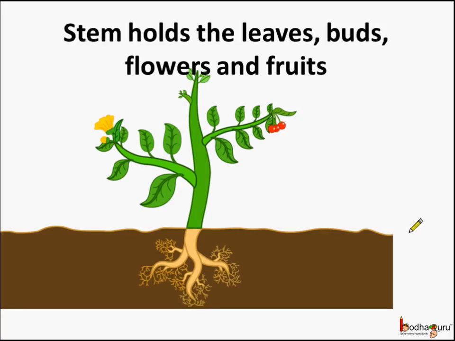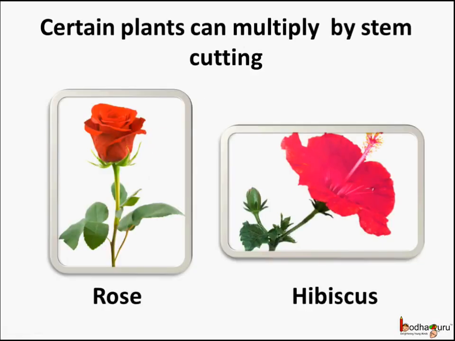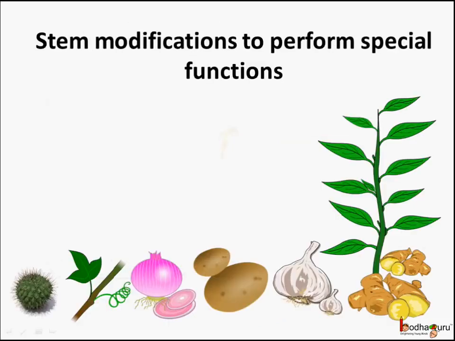We saw the major functions of stem, which are the stem holds the leaves, buds, flowers and the fruits. We also saw the stem acts as a pipeline to conduct water and minerals to the other parts of the plant, and also the food prepared from the leaves to the other parts of the plants. We also saw that certain plants can multiply by stem cuttings. So if we plant the stem cuttings, we get a new plant. For example, in the case of rose and hibiscus.